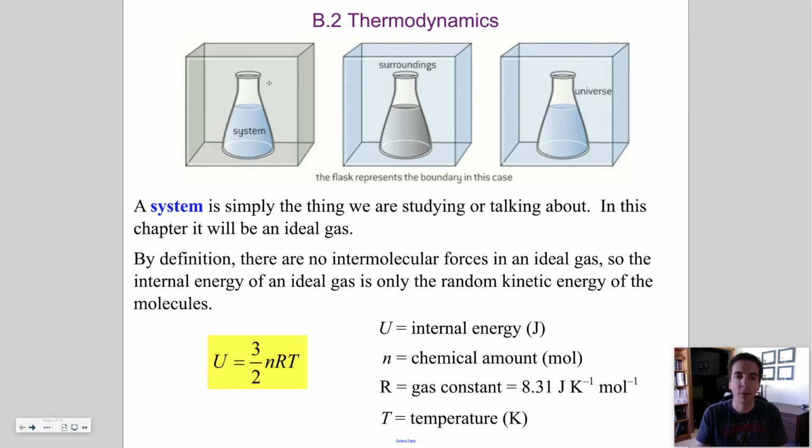So for example here, you could define a beaker to be the system, and then the stuff inside the box, that's the surroundings. It doesn't matter where you draw your boundary. You draw your boundary bigger and bigger, and you could have the whole universe be your system. So essentially for this, we're going to be talking about an ideal gas, same thing we were talking about in chemistry 20.